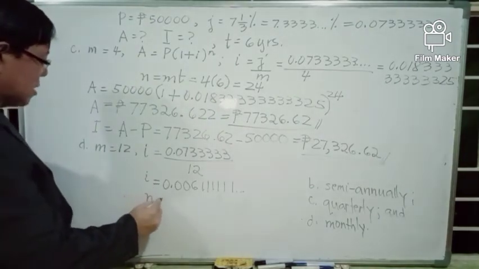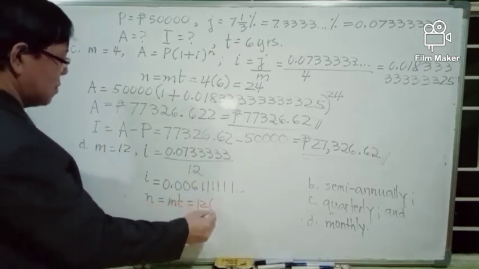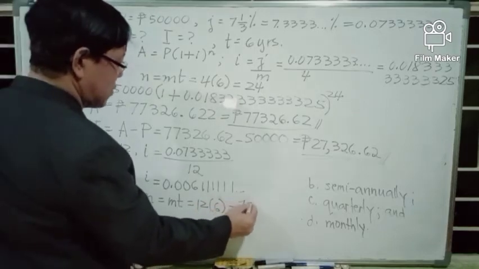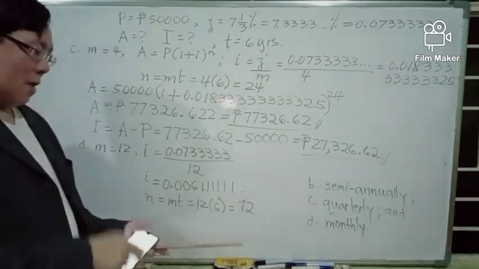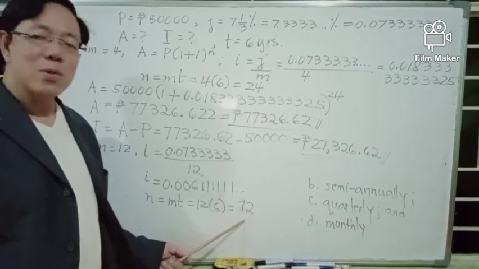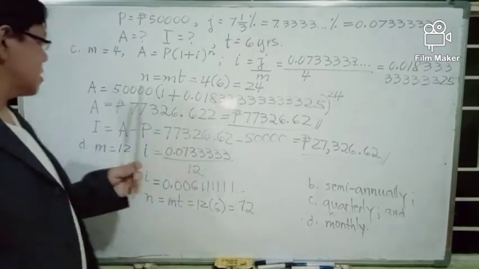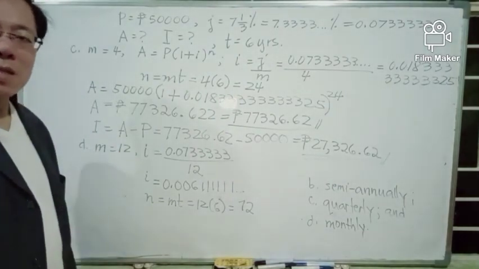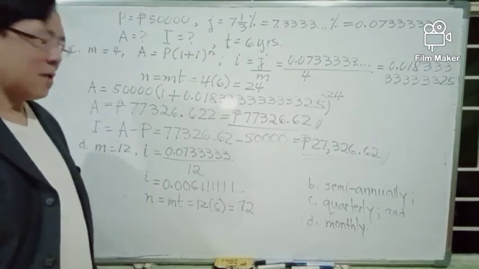We have n is equal to MT. M is 12 multiplied by T, 6 years, and we get 72. 72 means that interest will be computed 72 times in 6 years. And that is 12 times in 1 year. And that is every month.